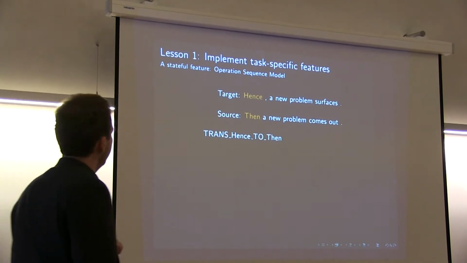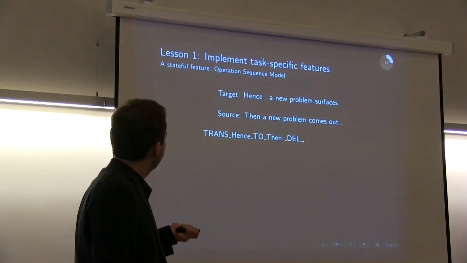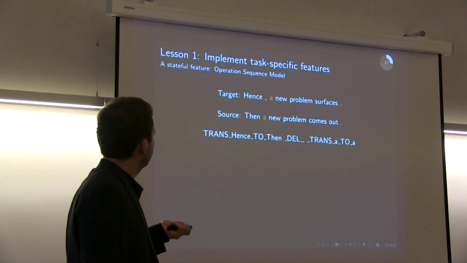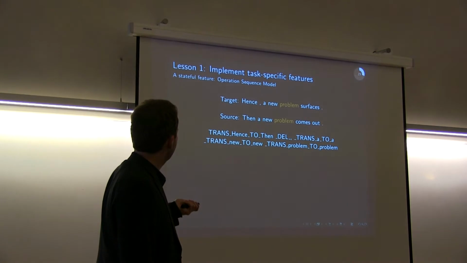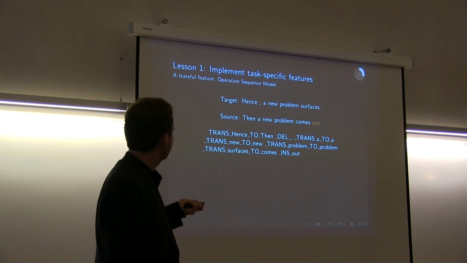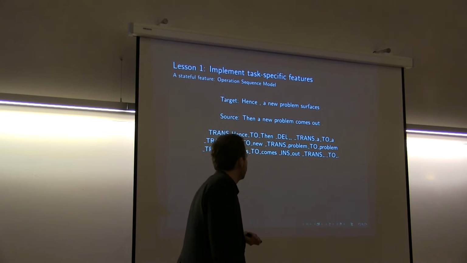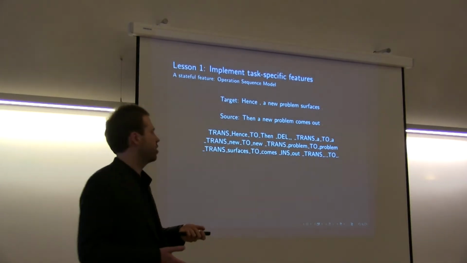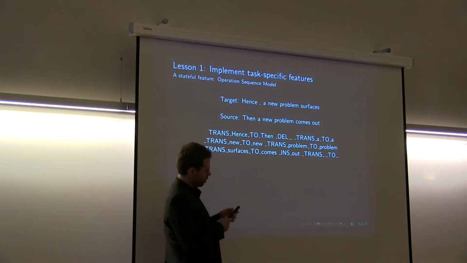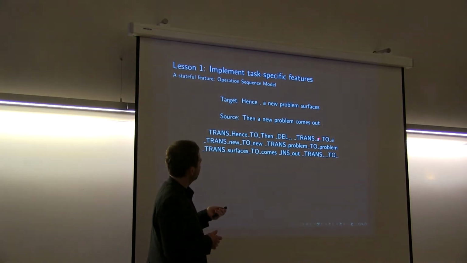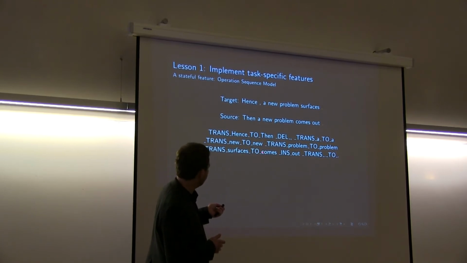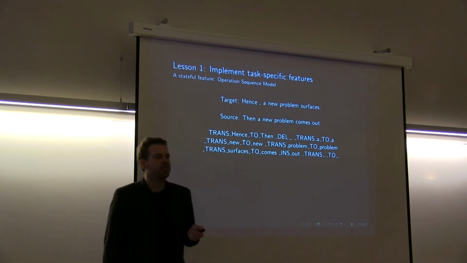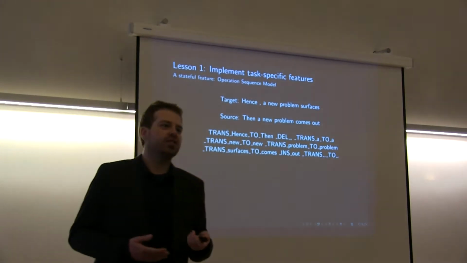So for instance, the first operation here would be that hence is translated to then. Then it says delete the comma. Then it says translate A to A, new to new, problem to problem, surface to comes, insert out, and translate the full stop to a full stop. If we now abstract away from the translation context and see this only as edit operations, then we have here a substitution, a deletion, a match, again a match, a substitution, an insertion, and a match. So basically this becomes a sequence of edit operations.